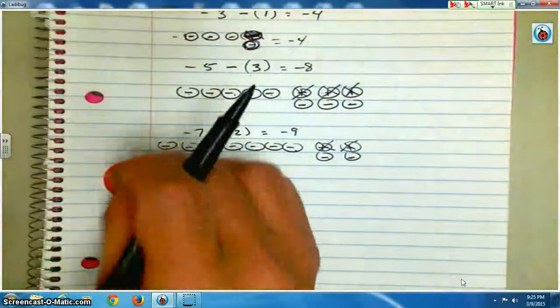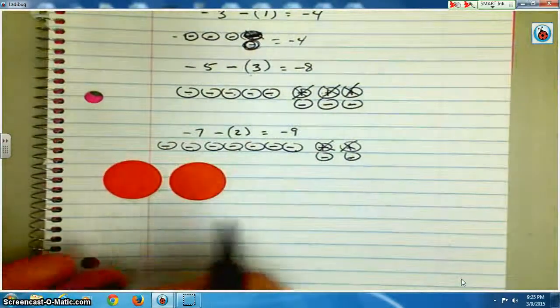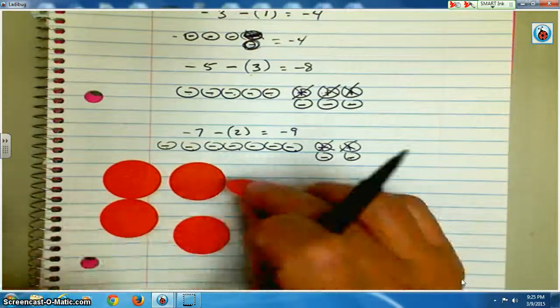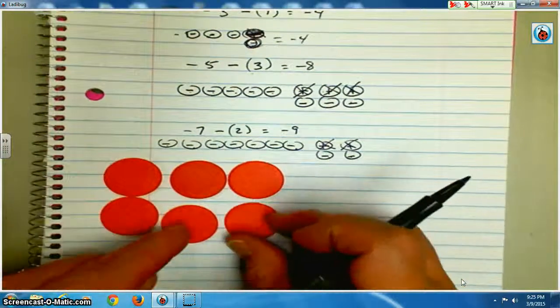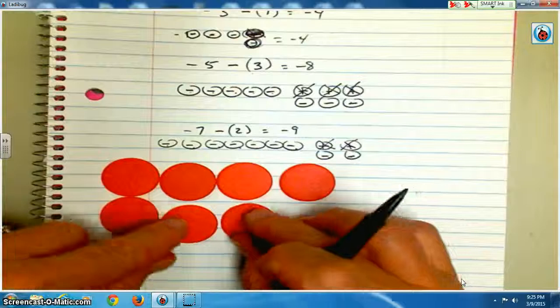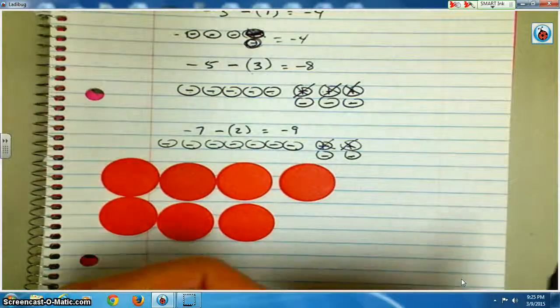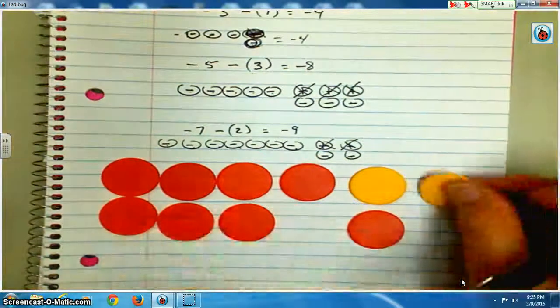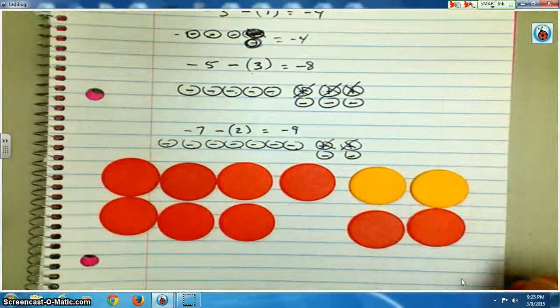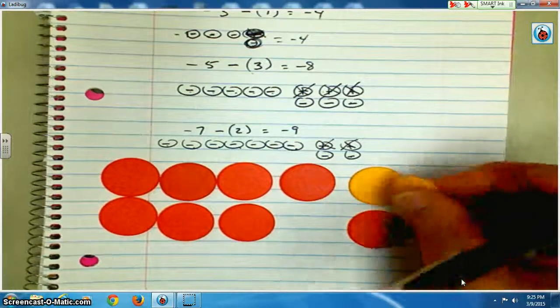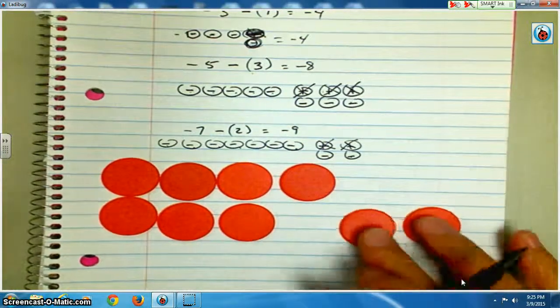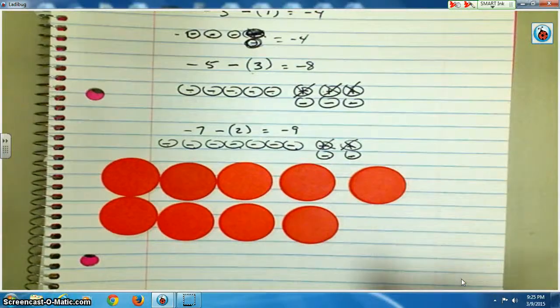And so again, we start with negative 7, 2, 3, 4, 5, 6, and 7, negative 7. And since we didn't have any positive chips to subtract, we have to add them as a 0 pair. So we have to add 2 0 pairs. So there is 1, and there is 2 0 pairs. Now we can subtract our 2 positive chips, and we are left with 9 red chips, or negative chips.